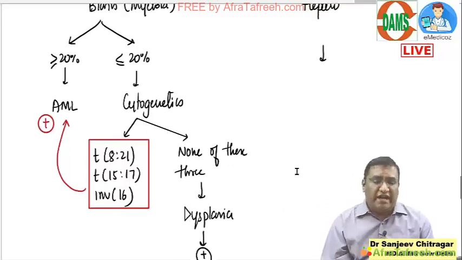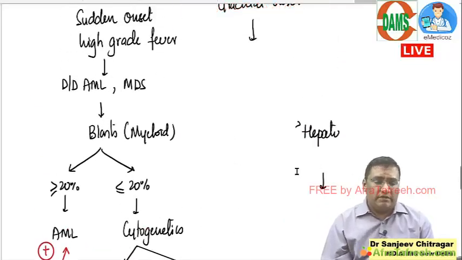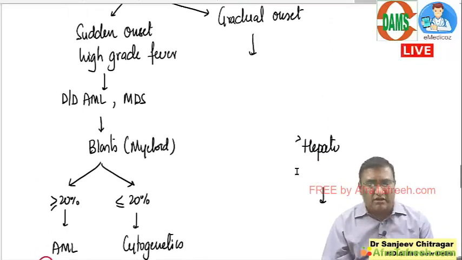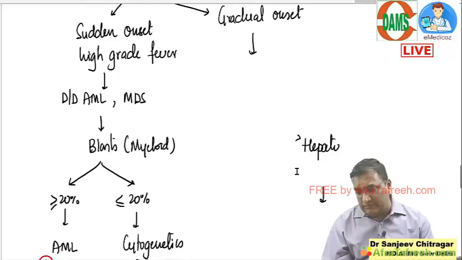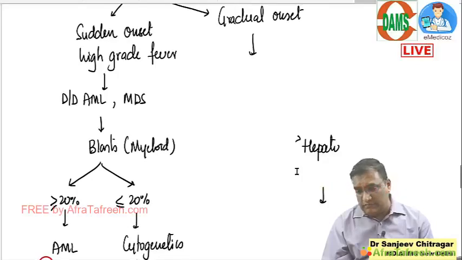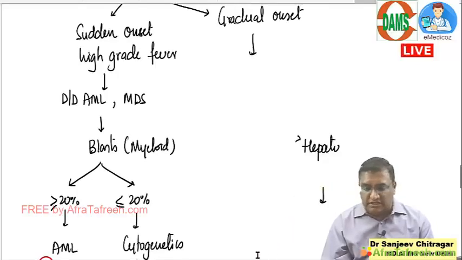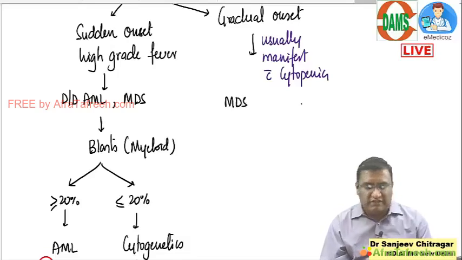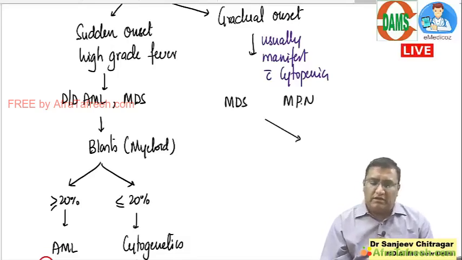Not sudden fever. High grade fever, sudden onset. Gradual onset will be for many months, right? Sudden onset or high grade fever. On the other side, gradual onset disease will manifest usually with cytopenias. Could be an MDS or even an MPN.